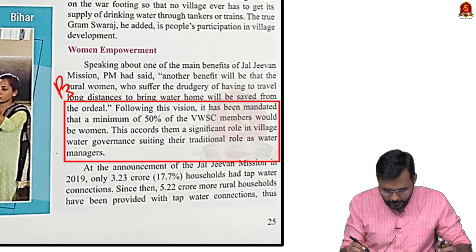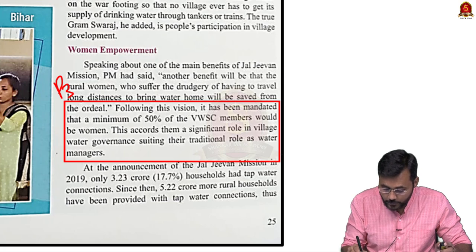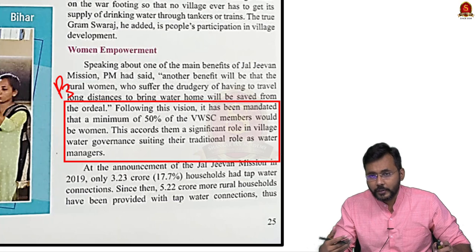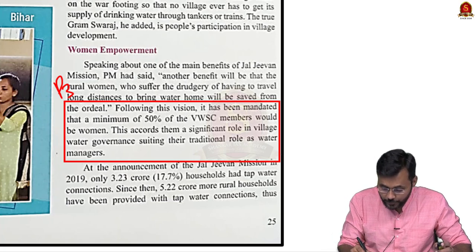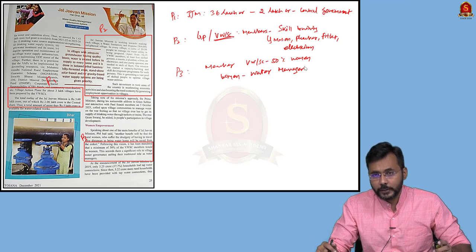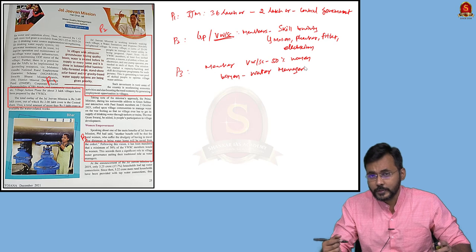3. So following this vision, a minimum of 50% of village water and sanitation committee members would be women. Another most important criterion is that in the membership of this village water and sanitation committee, 50% should be women. Here you can talk about the concept of gender based development, or relate it to how the government is giving greater focus to disadvantaged sections of society, correct? Because women are considered to be water managers. As I said on the first page, women are responsible for drinking water in the family, so they are called water managers. So what this mission says is, in any village, when you are creating this village water and sanitation committee, 50% should be women members. Okay.